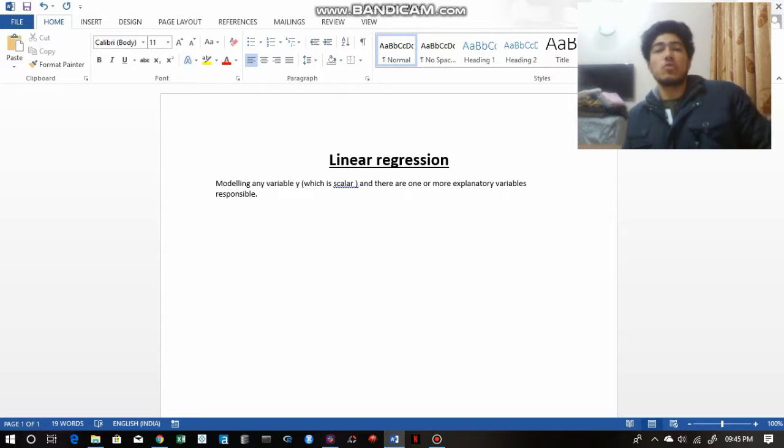So there are two types of linear regression: simple linear regression and multiple linear regression. As the term suggests, simple linear regression is one in which there is only one explanatory variable, and multiple linear regression is one in which there may be n number of variables explaining the model. There is no limit to such. There can be three variables, four variables, five variables, and n number of variables explaining the model. But in simple linear regression, there is only one variable responsible for the model. As this is a very vast topic, this video will mainly focus on simple linear regression.